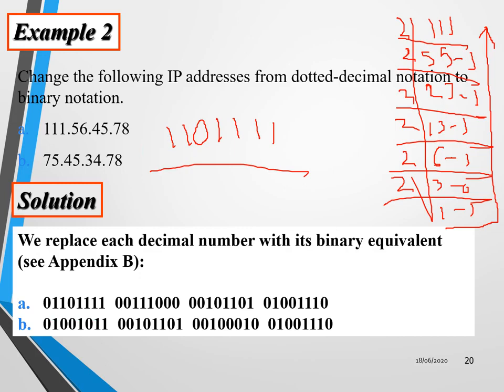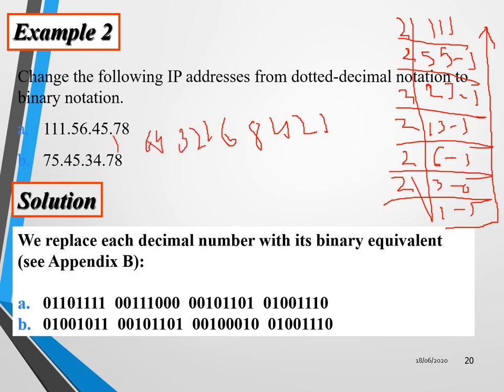Students, there is another method that is the shortest method, and I will tell you that method as well. You can see over here: 1 2 4 8 16 32 64 and 128. Now what do we have to do? This number is 111. Here 128 is bigger than 111, so we made it 0.